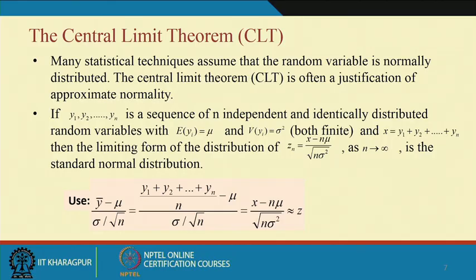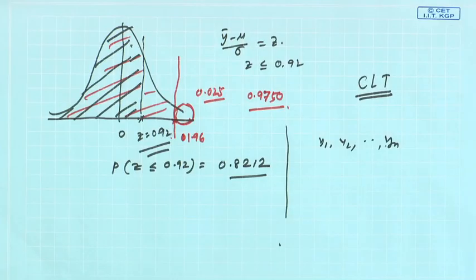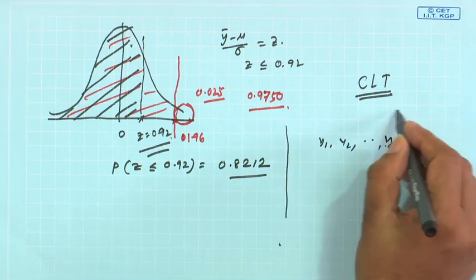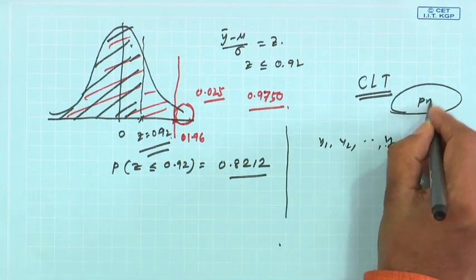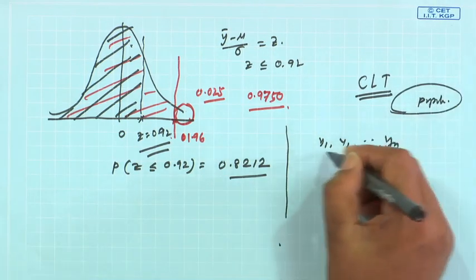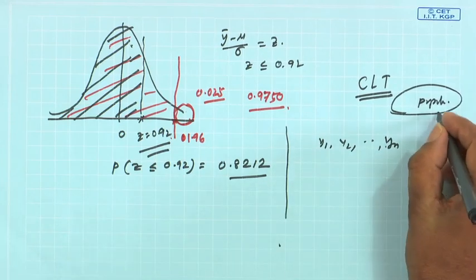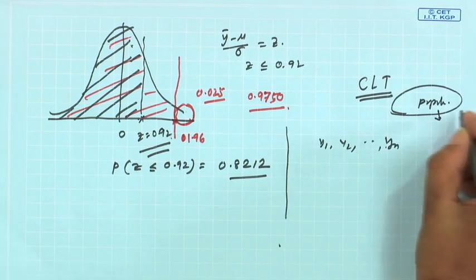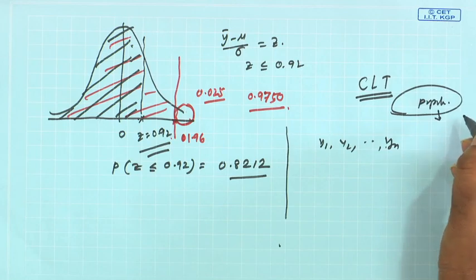Let us understand what the central limit theorem is. If y1, y2, ..., yn is a sequence of n independent and identically distributed random variables, please understand the meaning. You have y1, y2 and yn, these different observations. Observations are coming from a particular population. This population, with respect to this random variable, has a certain distribution that may be normal, may be non-normal, but some distribution is there.